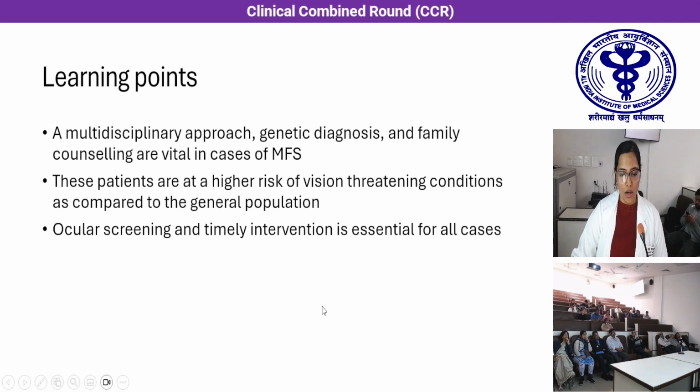So, coming to the conclusion, a multidisciplinary approach and genetic diagnosis is essential in these cases. These patients are at higher risk of vision-threatening conditions as compared to the general population, and ocular screening and timely intervention is essential for these cases. Thank you.